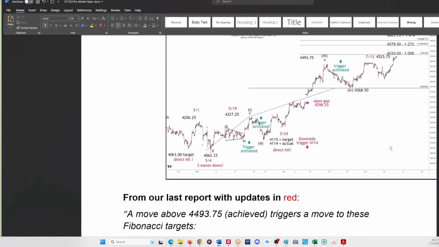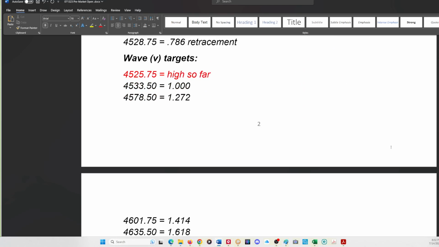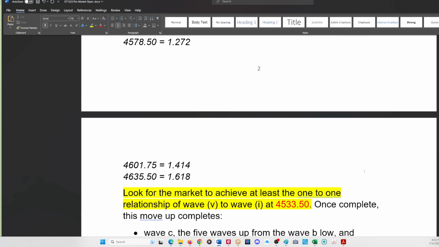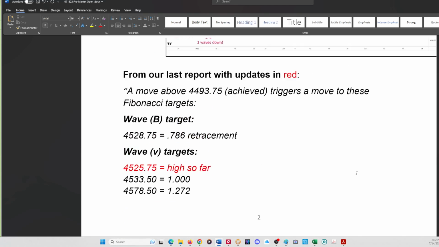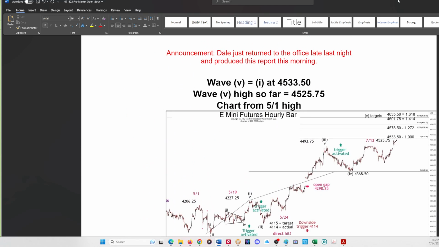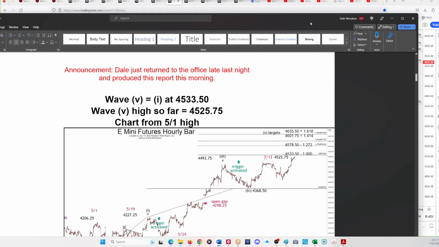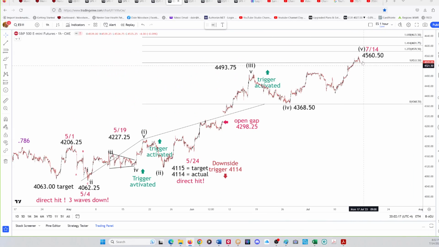But I wanted to show you guys, here's what we said Thursday. Look for the market to achieve at least a 1-to-1 relationship of 5-to-1 at 45.33.50. And at that point, it hadn't yet, but as we all know, it did. Okay, and there it is there, the 45.60.50.